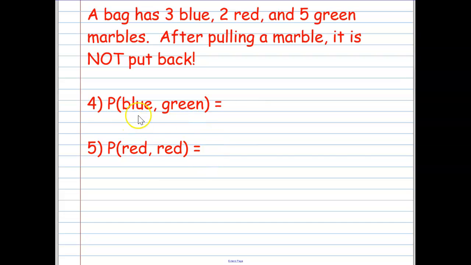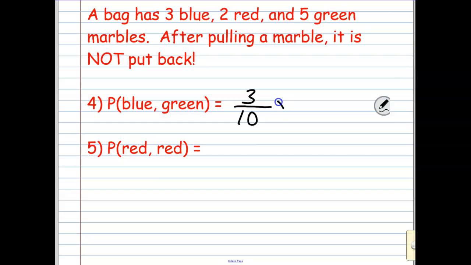Okay, the probability of getting a blue, not putting it back, and then getting a green. All right, so let's see, how many total marbles are we talking about here? So we have 3 plus 2 plus 5. We have 10 marbles total. So the probability of getting a blue is going to be out of 10. Okay, 3 of them are blue, so we have a 3 in 10 chance of pulling a blue marble.